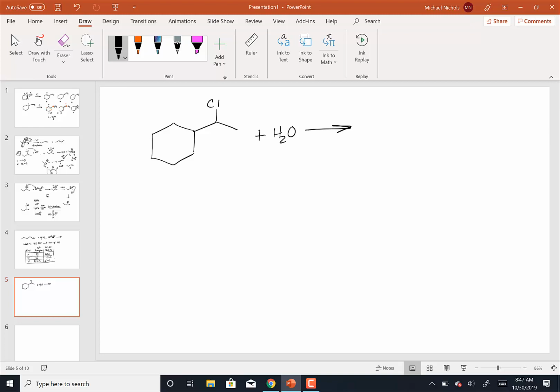The second problem would be just write the products of the reaction and tell me what mechanism it would be. So don't write the mechanism, but just write the final products. So that's the one I was going to do here.